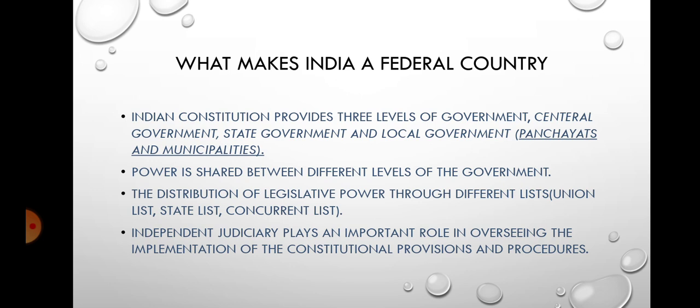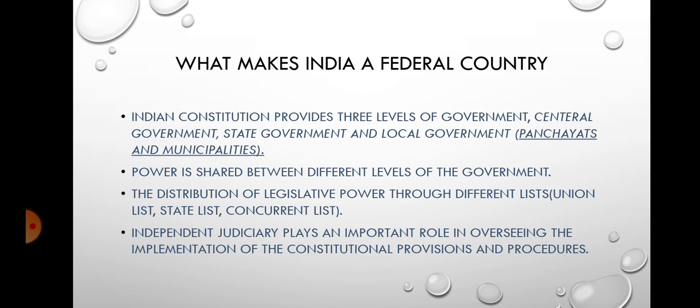What makes India a federal country? Indian constitution provides three levels of government: central government, state government and local government. Now it's called panchayat and municipalities. Power is shared between different levels of the government. That is, power is shared between central government, state government and the local government.